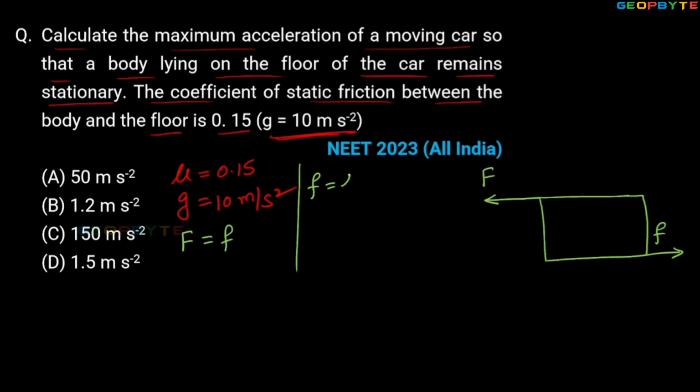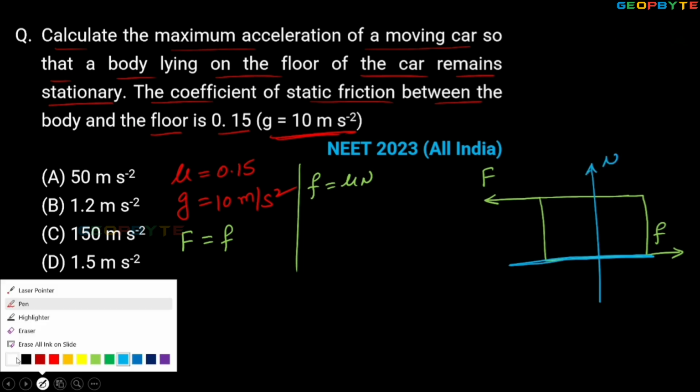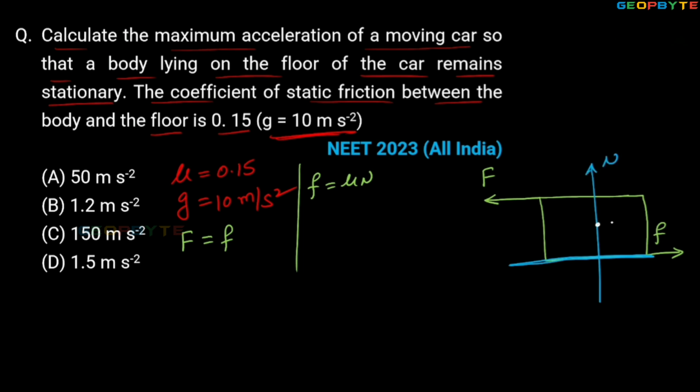Frictional force F equals mu times the normal reaction. For that, it is better to mark the normal reaction. This is the contact surface. Perpendicular to the contact surface, the normal reaction is developing. Look at the center of gravity G.